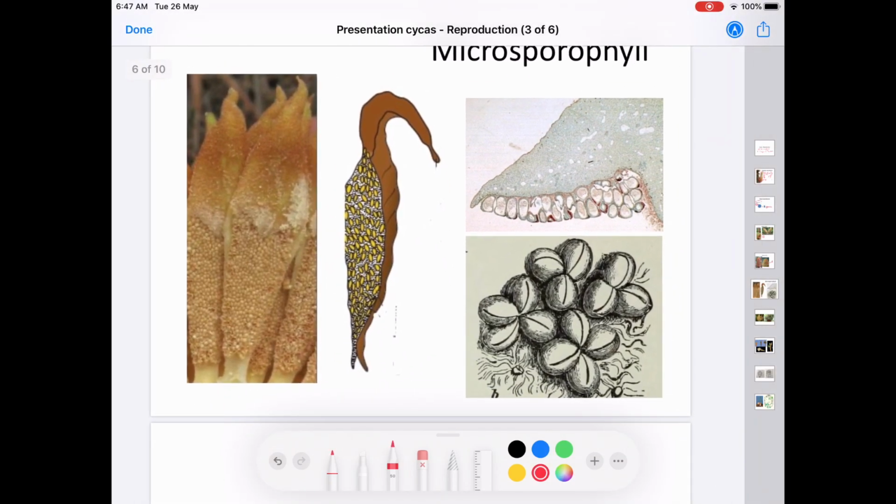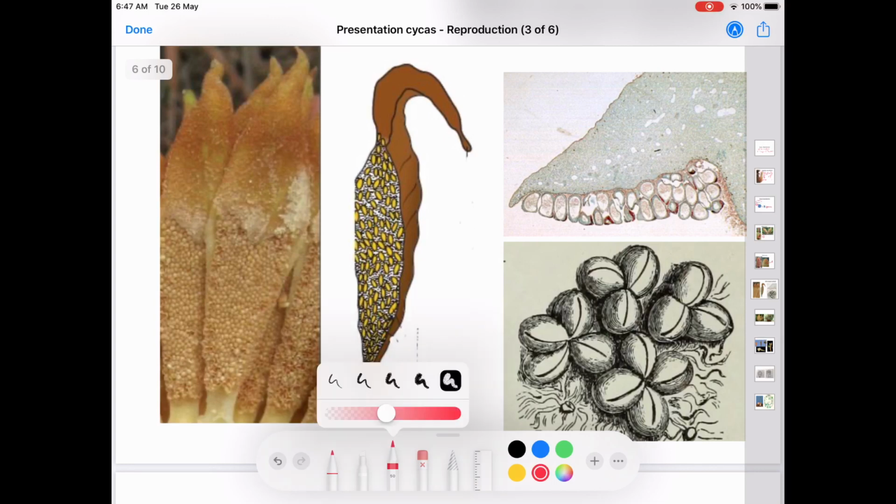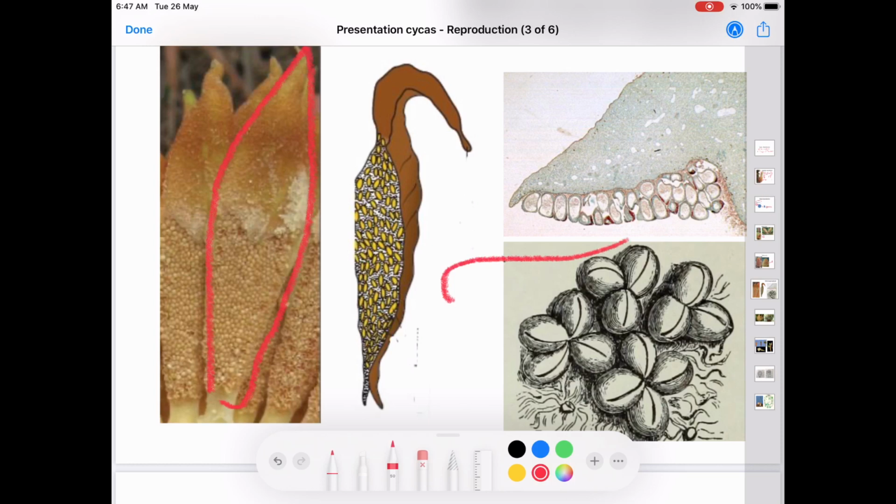Now, coming on to the structure of microsporophylls. See this, this is a microsporophyll, and this microsporophyll will have an adaxial and abaxial surface, that is the upper and lower surface. This is the adaxial surface, upper surface, and this will be the lower surface.